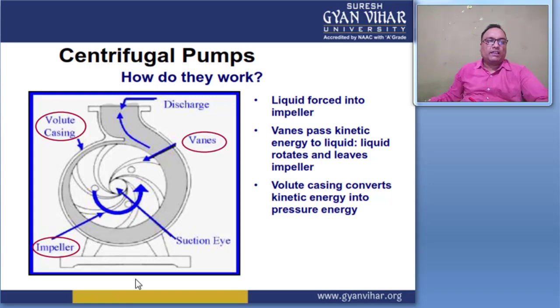So again I am explaining the parts of the pump. Here are the several parts. First one is the volute casing, and next are the vanes, impeller, and suction eye, and this is the foundation of the centrifugal pump, right? So these are the different parameters which are attached here.